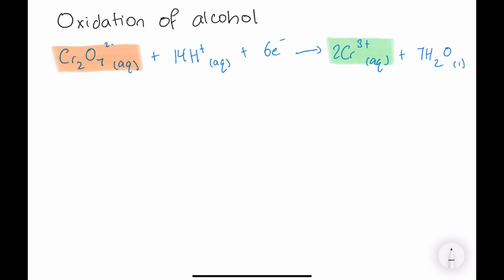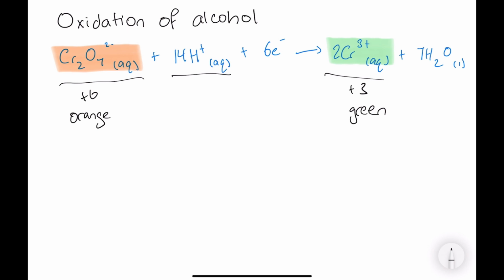Alcohols are oxidized by warming them up in an acidified solution of dichromate(VI) ions, which are then reduced to chromium(III) ions. It's dichromate(VI) because if you calculate the oxidation number, it is +6, and the oxidation number here is +3. Because of this, the solution looks orange, but once it is reduced, it looks green.